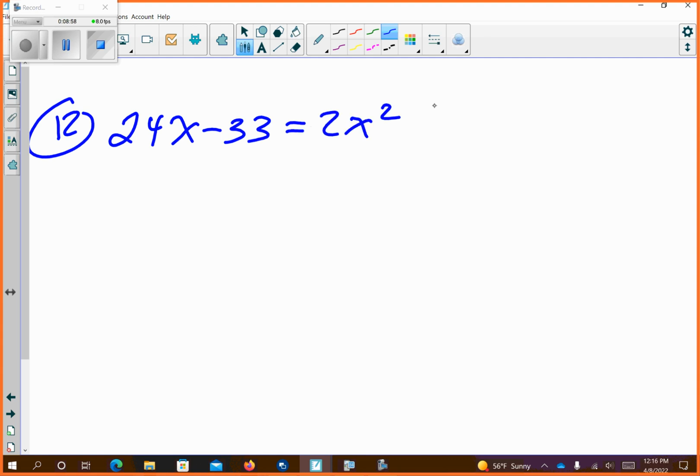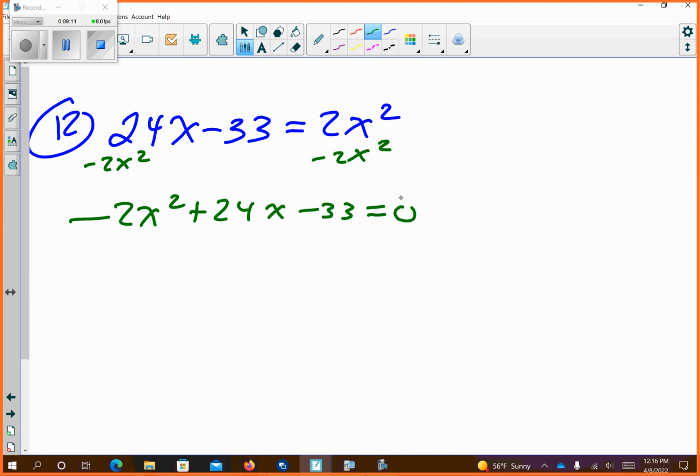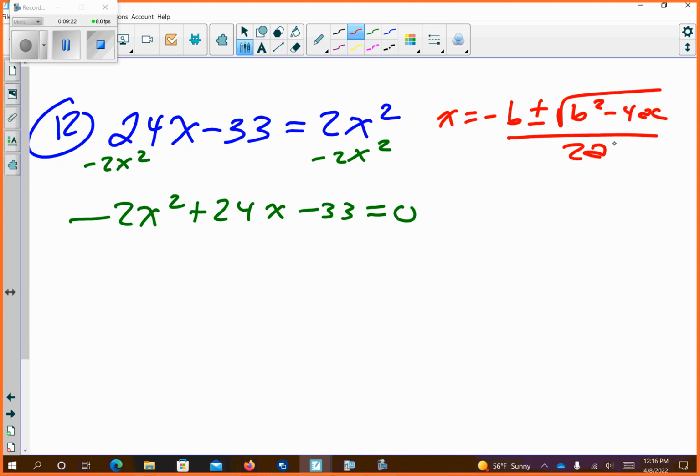Okay. I want it to equal 0, so I'm going to subtract 2x squared from both sides. Ooh, this one's got a lot of meat and potatoes to it. Okay. So we know we have x is equal to negative b plus or minus the square root of b squared minus 4ac all over 2a. All right, so my a value is negative 2, b value is 24, c value is negative 33.